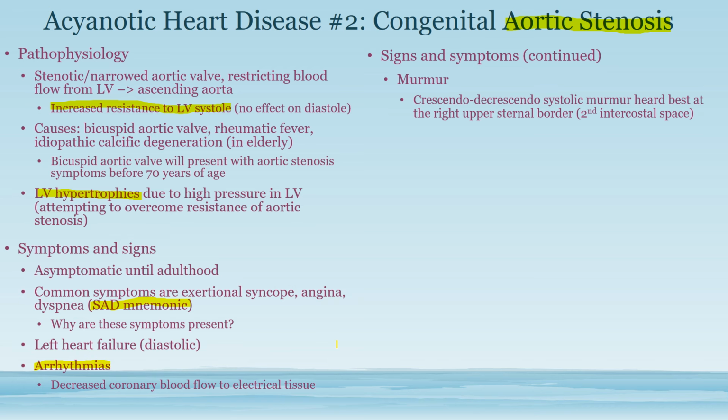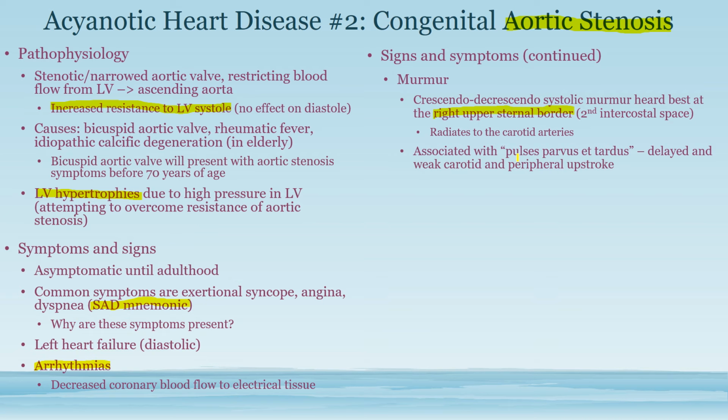More signs and symptoms. We have a murmur, this time in the opposite part of the upper sternal border. The right upper sternal border, crescendo-decrescendo. Okay, so it gets louder until it peaks in the middle, and then it decrescendos, gets softer. Second intercostal space, right upper sternal border. It's also known to radiate to the carotids and is associated with pulsus parvus et tardus. So this should be P-U-L-S-U-S, pulsus parvus et tardus. You have a delayed and weak carotid and peripheral upstroke because of this aortic stenosis, decreasing the amount of blood that flows through the aortic valve.